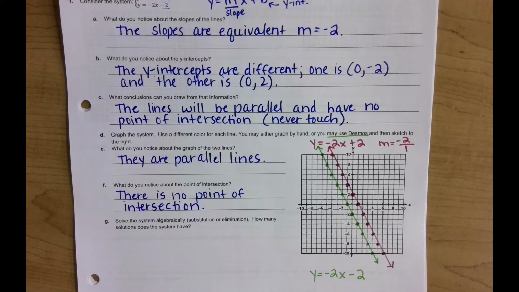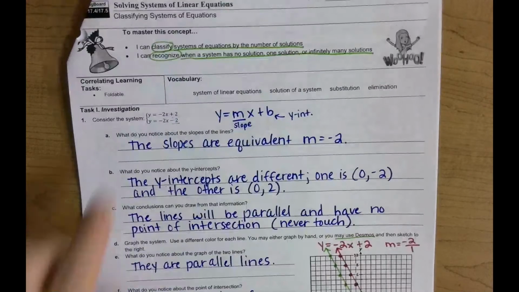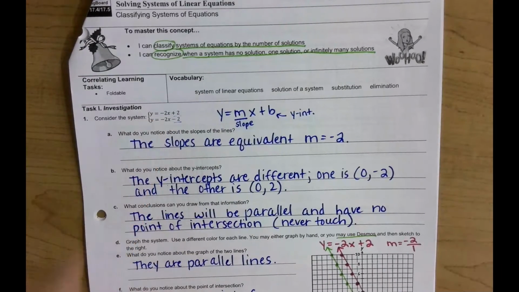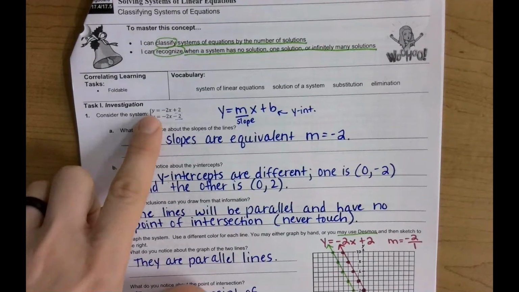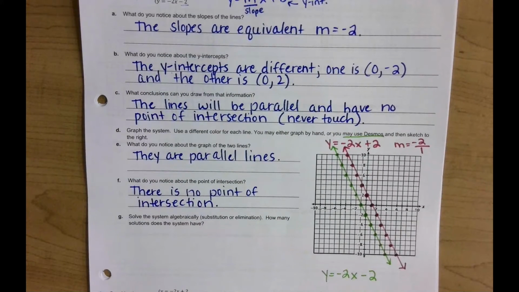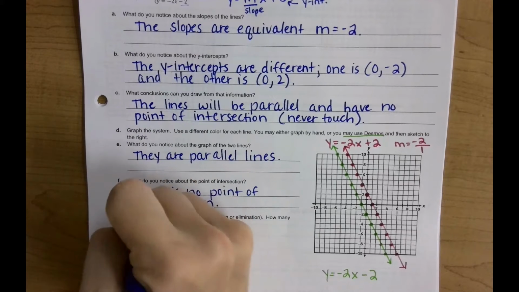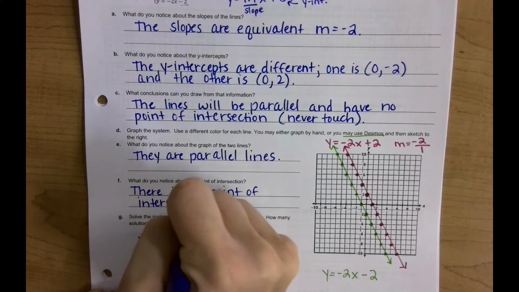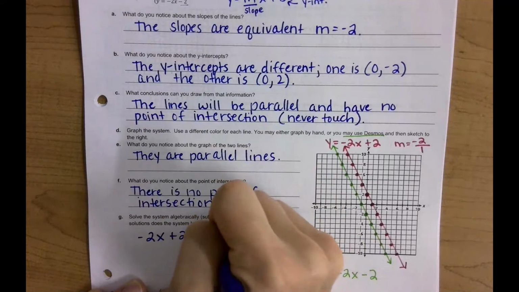So in order to solve this, I want to first think, what would be easier? You can always do either one, but there is usually an easier route. One might take a little longer than the other. If they both have y equals, I can set them equal to each other because they both have their variable isolated with y equals. So I'm going to put negative 2x plus 2 equals negative 2x minus 2.